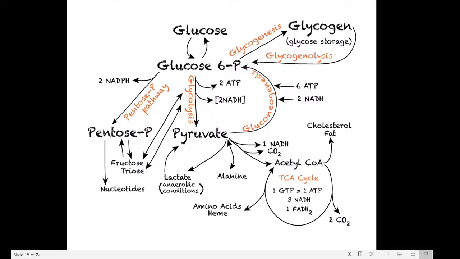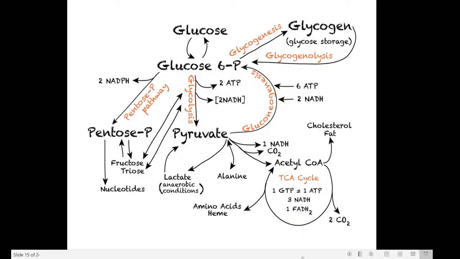After the production of pyruvate, we can get the lactate. We can produce the alanine. We can produce the acetyl-CoA. This acetyl-CoA goes into the TCA cycle. This TCA cycle helps to produce acetyl-CoA and cholesterol, fat. In the TCA cycle, we produce 1 GTP, which is equal to 1 ATP, and utilize 3 NADH and 1 FADH2. These are all the input values. We are utilizing in the TCA cycle 1 ATP, 3 NADH, 1 FADH2.